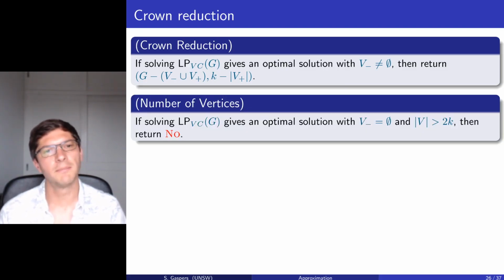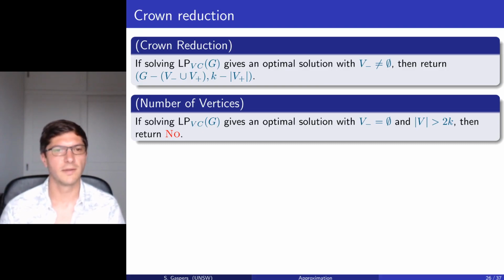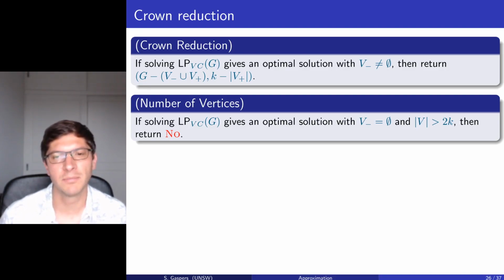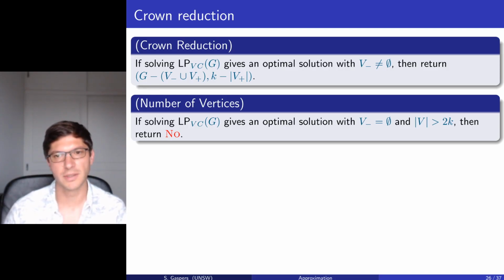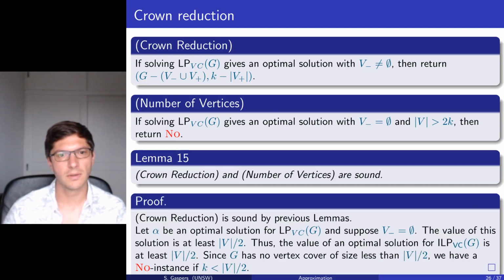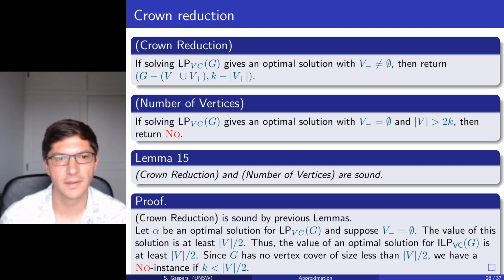And then we have this number of vertices rule. It says, well, if solving the LP gives an optimal solution where all the vertices have value at least 1/2, and the number of vertices is still more than 2k, then we can return no. So the reasoning is the same as for the two approximation algorithm. Because, well, how do we prove that they are sound? The Crown reduction soundness follows from previous lemmas.